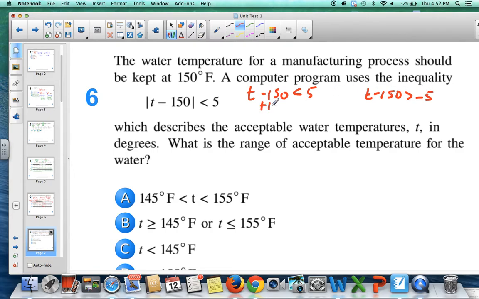So this one, I add 150, and I add 150, and I get t is less than 155. And I add 150 here. T is greater than negative, still negative, not negative, what am I thinking? It's greater than positive 145. So right now I know it's going to be in between, it has to be bigger than 145 and less than 155.